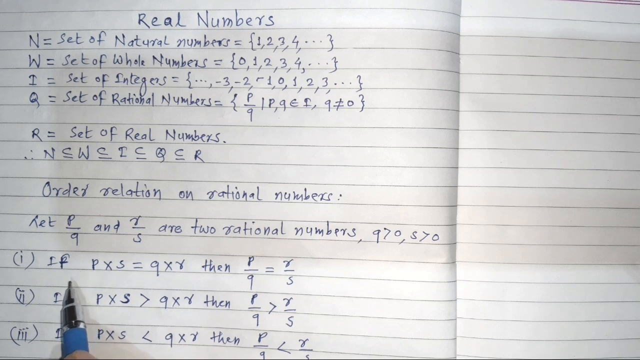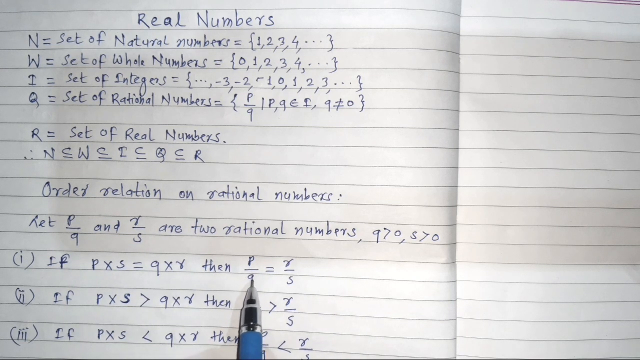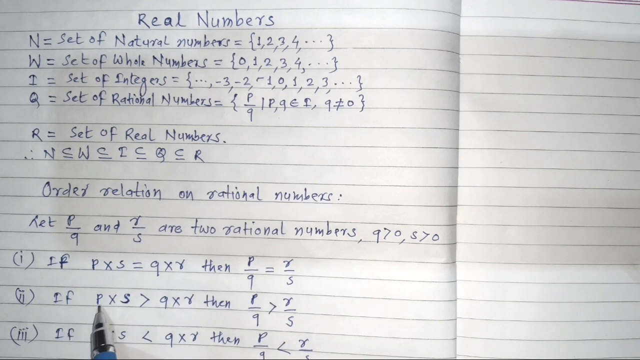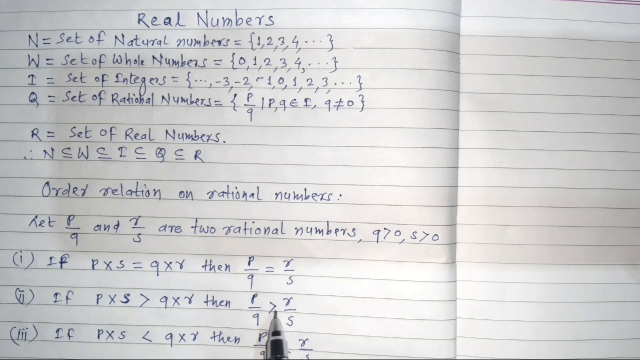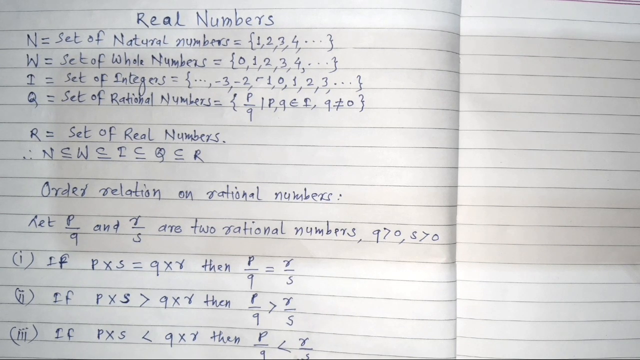As I remind again, if the product of P and S is equal to the product of Q and R, then P upon Q is equal to R upon S. Second, if the product of P and S is greater than the product of Q and R, then P upon Q is greater than R upon S. Third, if the product of P and S is less than the product of Q and R, then P upon Q is less than R upon S.